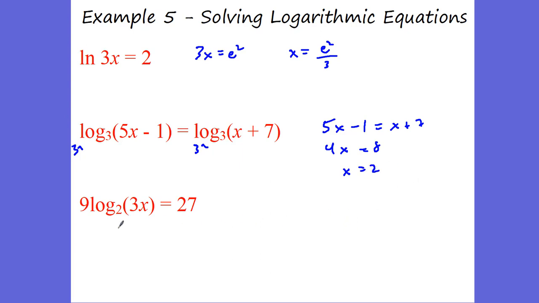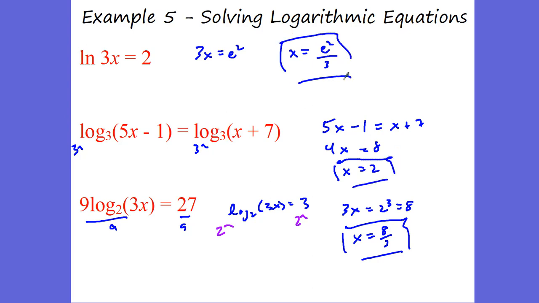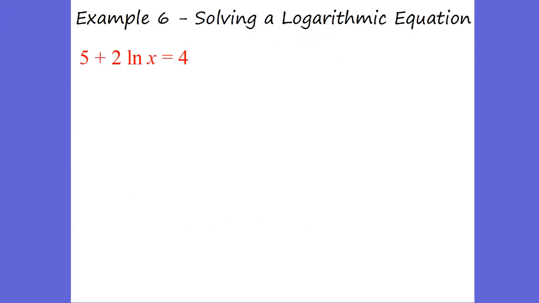This one here, let's divide by 9. When we divide by 9, we have log base 2 of 3x is equal to 27 divided by 9, which is 3. What's the opposite of log base 2? It's 2 to the. So now we're left with 3x is equal to 2 to the third power. 2 to the third power is equal to 8, which means x is equal to 8 thirds. And you can double check that answer in there. And here are our 3 examples of solving logarithmic equations.